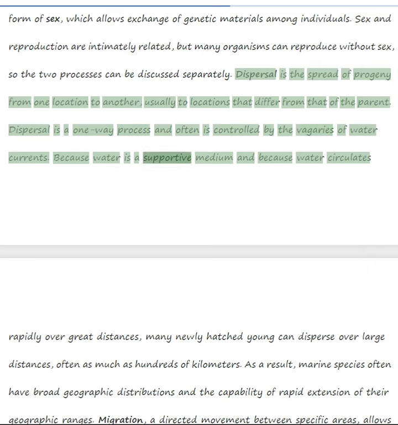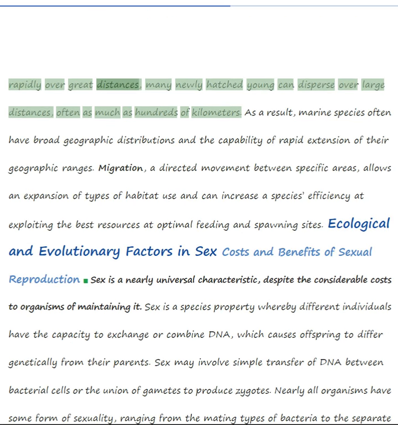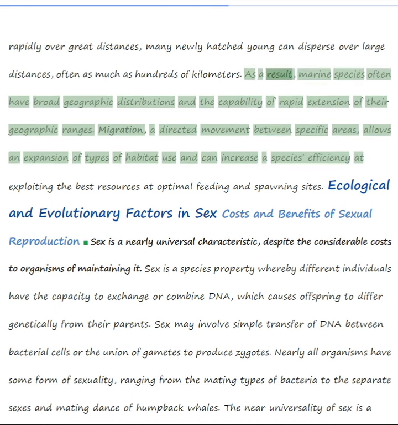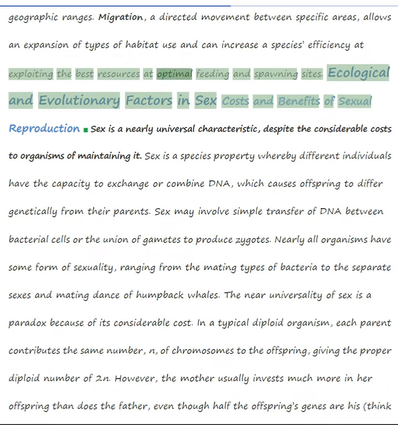Because water is a supportive medium and because water circulates rapidly over great distances, many newly hatched young can disperse over large distances, often as much as hundreds of kilometers. As a result, marine species often have broad geographic distributions and the capability of rapid extension of their geographic ranges. Migration, a directed movement between specific areas, allows an expansion of types of habitat use and can increase a species' efficiency at exploiting the best resources at optimal feeding and spawning sites.